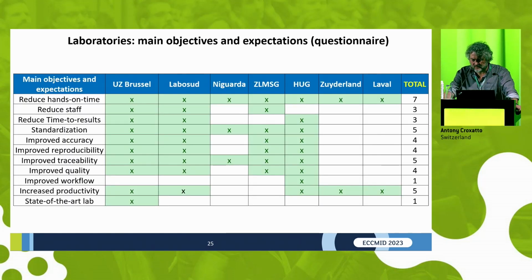One of my main questions was, what were the main objectives and expectations of these labs throughout the questionnaire? And I listed several items that you can read here on the left, and some labs had great expectations, some a little bit less, but at least you could see that most of them had 4 main expectations: reduce hands-on time, standardization, improved traceability, and increased productivity.